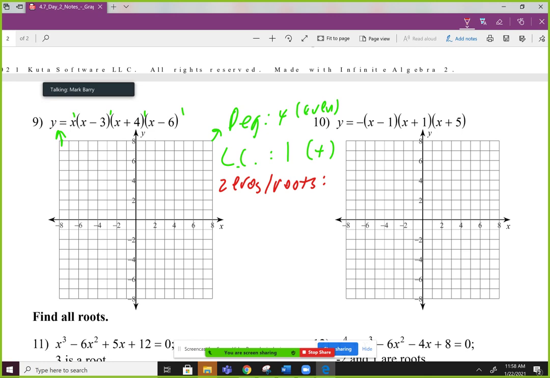Since this is degree 4, we're going to have 4 zeros. Now, I'm going to leave the first one blank. But the next 3, you should be able to see are positive 3, negative 4, and positive 6, correct? So what's the first 0? Anybody in the chat, can you guess what that first 0 is for the x out front?